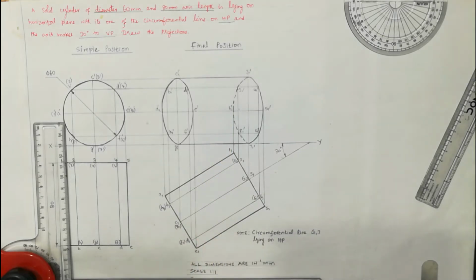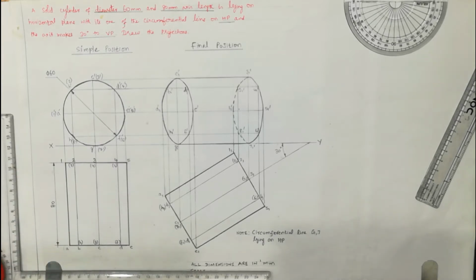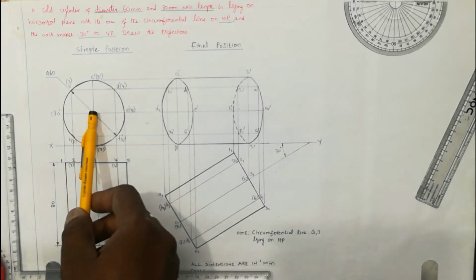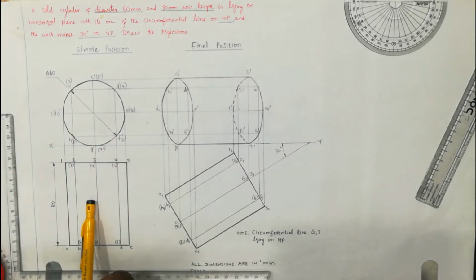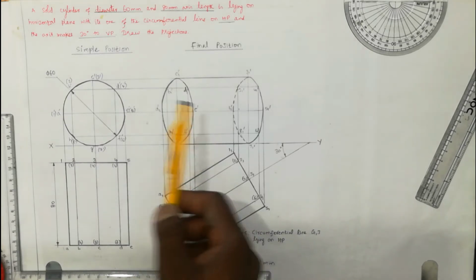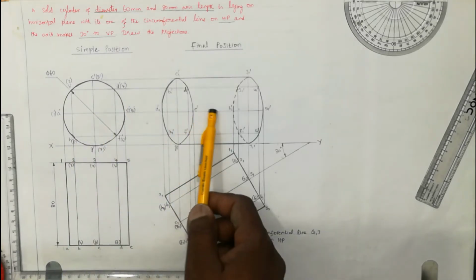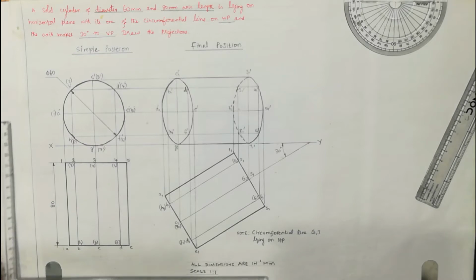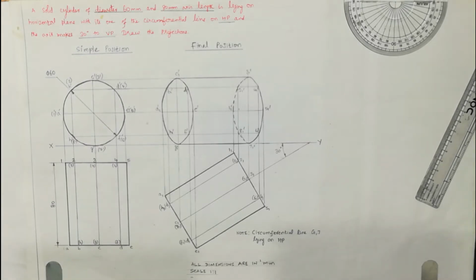So for solids like the cylinder and cone, in which we are getting the circular shape, that has to be drawn first. So the simple position front view is drawn first for this case, then the top view, then the final position top view, then the final position front view. 1, 2, 3, 4. This is the sequence of the diagrams followed. And finally you can note the circumferential line, written as circumferential line G7 lying on HP.